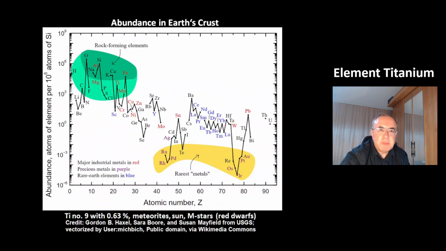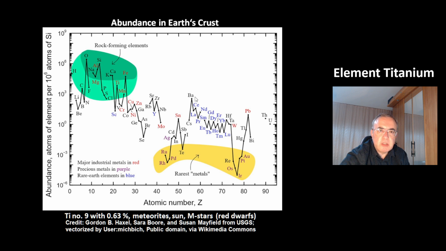This is a picture of the abundance of the chemical elements in Earth's crust. Titanium is here. It is number 9, very abundant with 0.63% of Earth's crust. Titanium was also found in meteorites and the sun and in M stars.